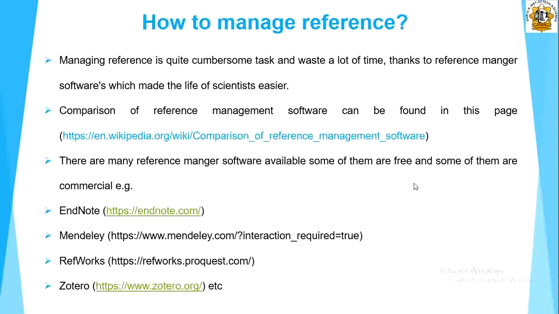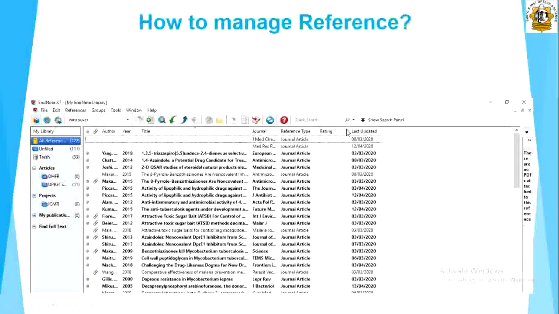Mendeley is a free one, and you can do the Wikipedia search. They have given a reference manager software comparison here. So Mendeley is free, EndNote is not free. So sort of things you can check. EndNote looks like this.